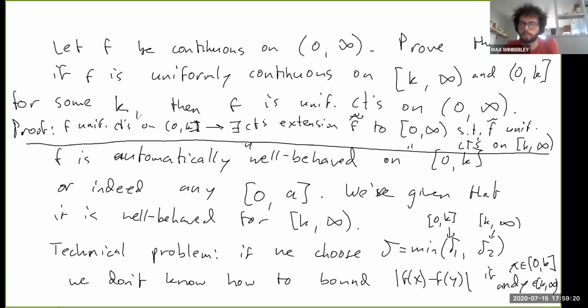Any questions about that? Honestly, the extension thing is surprisingly powerful. Remember that whenever you have a uniformly continuous function on an open interval with a finite open endpoint, like this one, 0 to k, where 0 is the open endpoint, you can always extend it to a continuous function on the closed interval. And then of course the extension on the closed interval is automatically uniformly continuous because it's continuous.